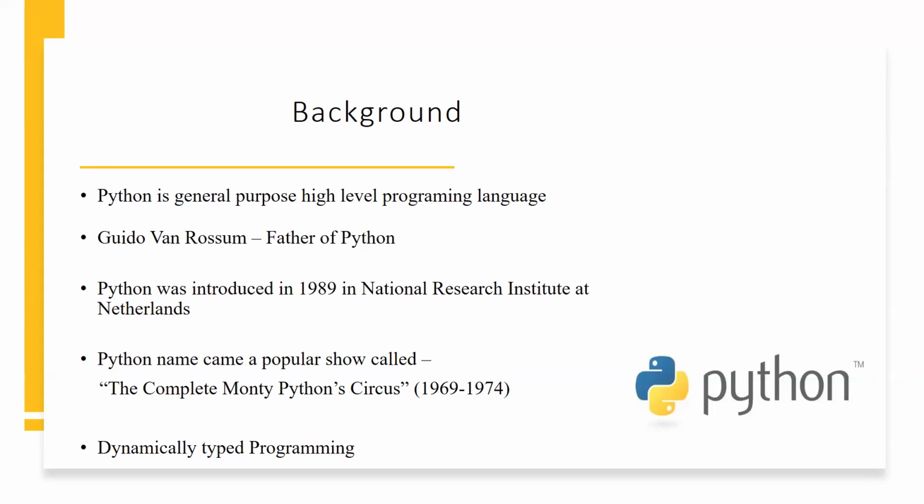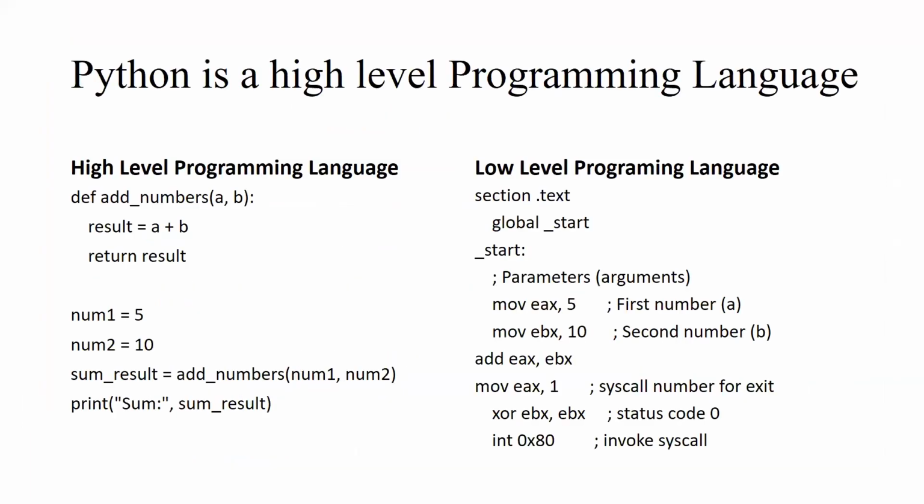And finally, we have dynamically typed programming. Now, the other points are self-explanatory, but what are this first point and last point? What do you mean by a high level programming language, and what is dynamically typed programming? These are the two things we need to know. To understand what a high level programming language is, I have given you a small code snippet.